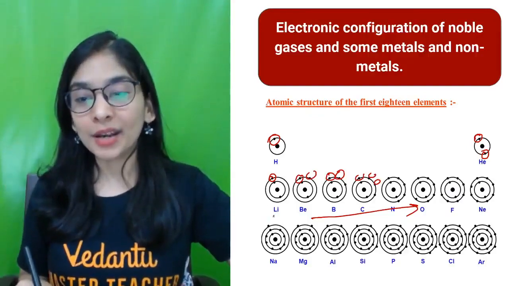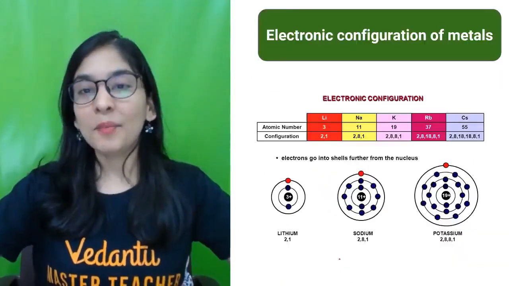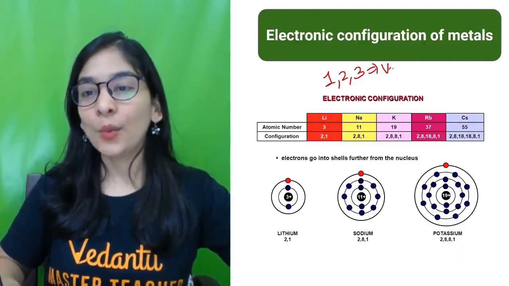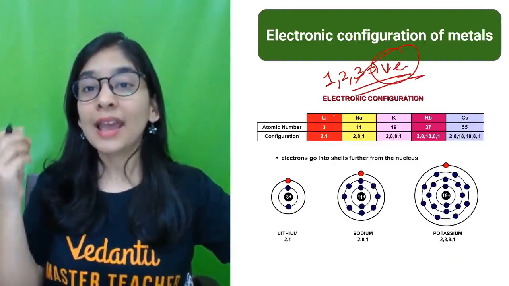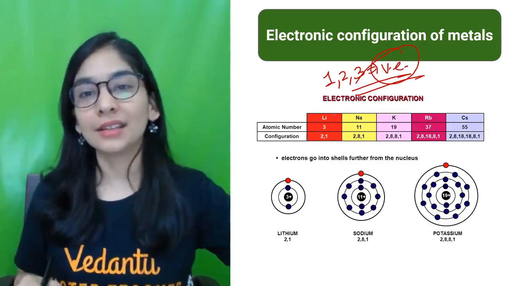So do remember, starting these three elements are metals. The reason is metals have either 1, 2 or 3 valence electrons. What are valence electrons? Valence electrons are the number of electrons present in the last shell.